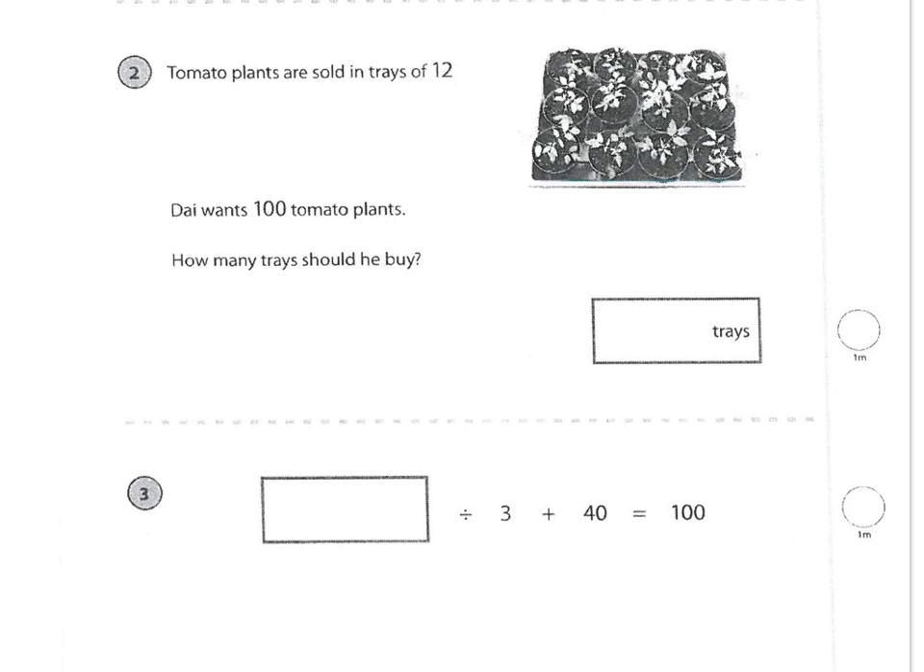Tomato plants are sold in trays of 12. Di wants 100 tomato plants. How many trays should he buy? Well, if I do 100 divided by 12, then what that tells me is that it goes in 8 times, but 12 eights are 96, so there's a remainder of 4, so that means I would need 9 trays altogether in order to get the 100.